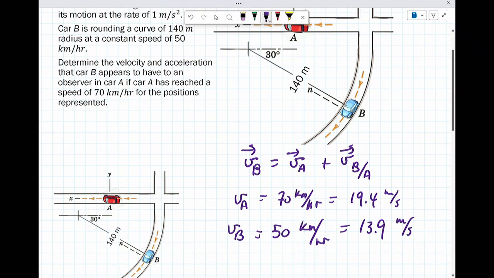Okay, so we have from that the two component parts, velocity of A, velocity of B. We have not done anything in terms of breaking it up into component parts, but we have directions associated from the drawing.